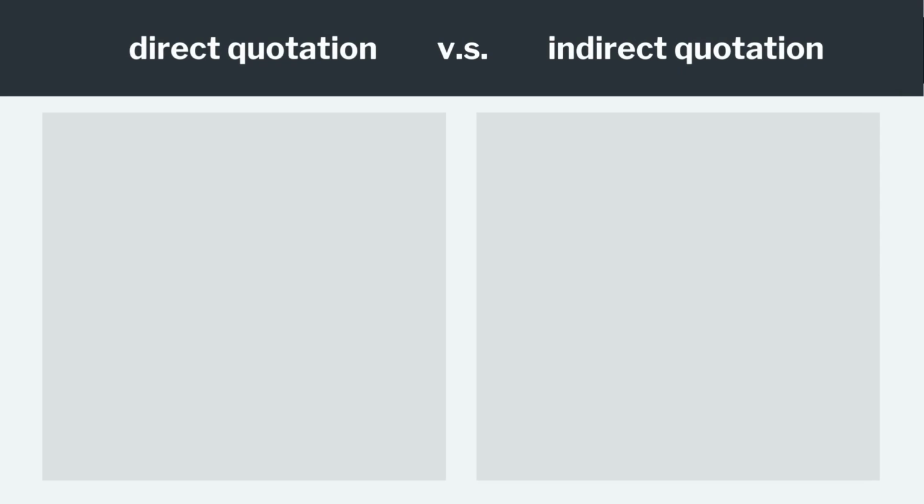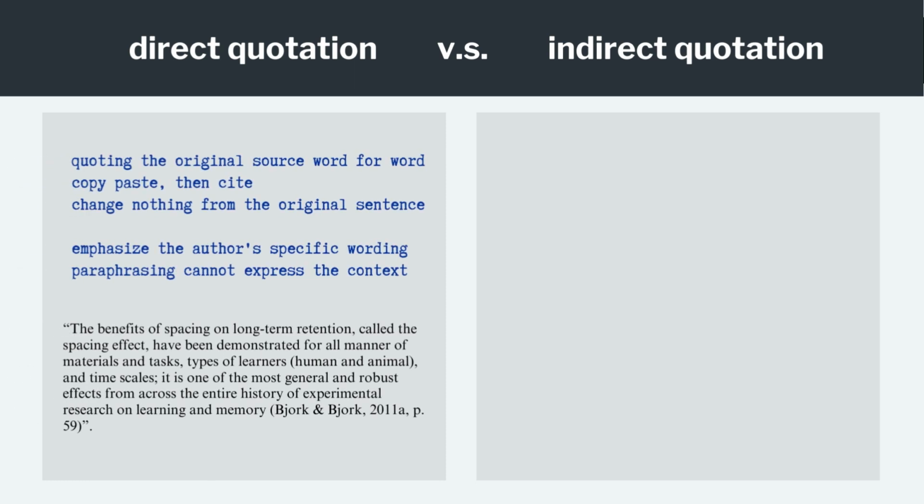Since it's impossible to teach all citation rules in a short video, I'll just focus on the difference between direct and indirect quotations. A direct quotation is quoting the original source word for word. Basically, copy-paste, then cite. You change nothing from the original sentence. Direct quotations are used when you want to emphasize the author's specific wording or when paraphrasing cannot express the context as well. To show a direct quote, you will add quotation marks to the sentence.